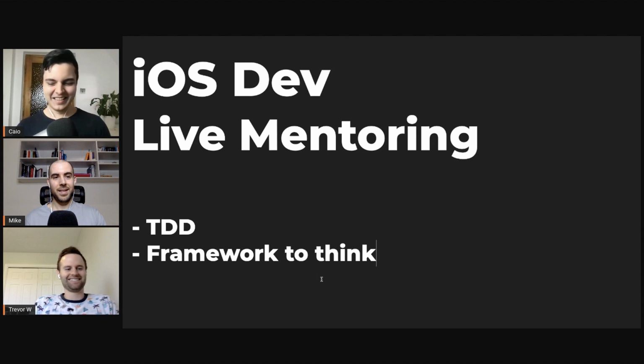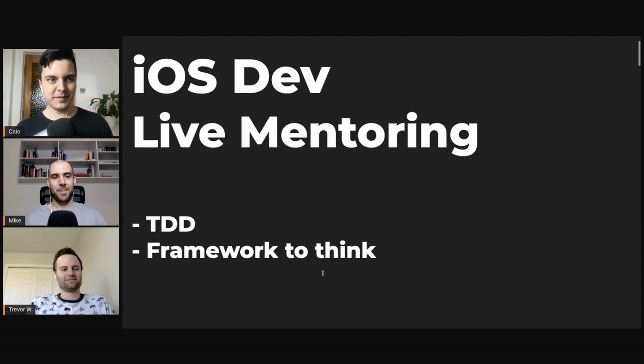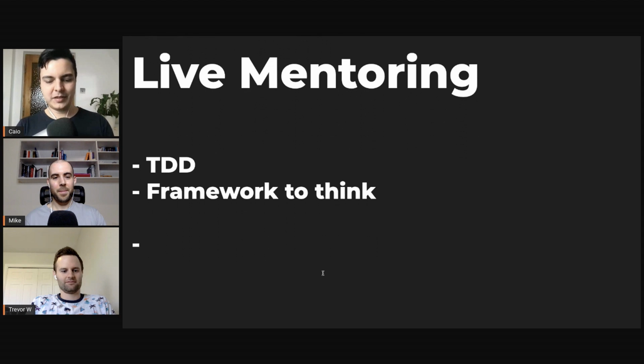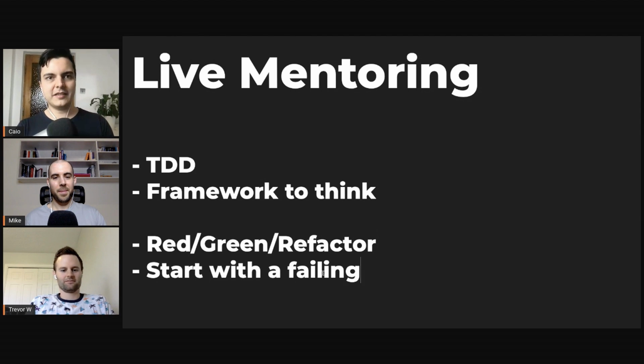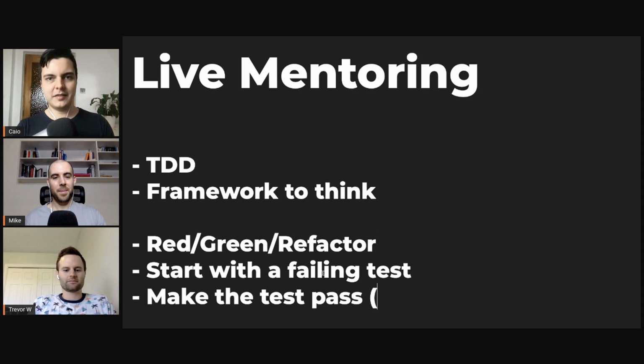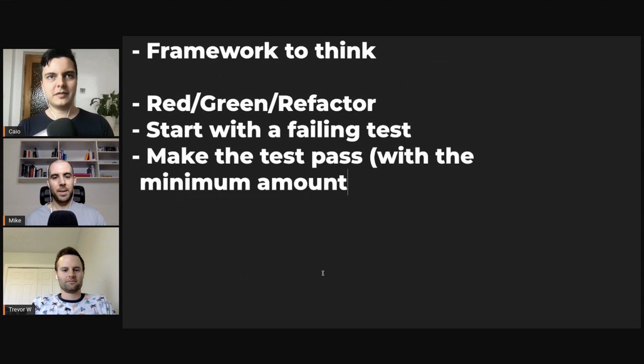Because the basic rules are pretty simple, right? You start red, green, refactor, right? Which means you start with a failing test. Then you make the test pass. And here it's important to do it with the minimum amount of work.